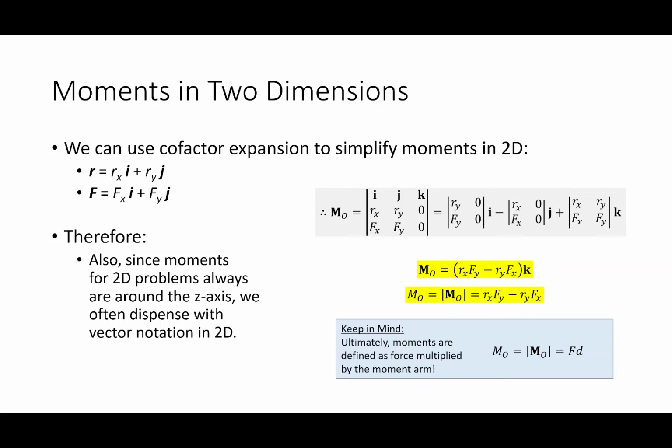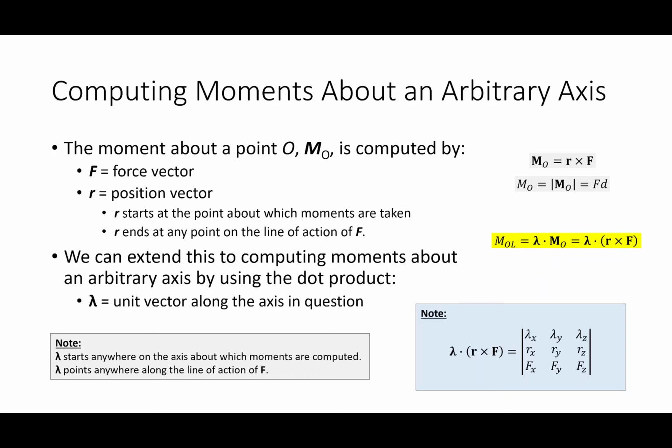If we're computing moments about an arbitrary axis, we'll just take r cross F and dot it with the lambda vector that defines that axis, because another application of a dot product is projection of a vector upon an axis. So if you have a vector and you dot it with a lambda vector for an axis, you figure out how much of that vector is projected onto that axis, which is why if you just dot lambda with r cross F, you'll get the moment about that axis. You can do this separately and then dot, or you can throw it all in one big determinant. Either one's fine, you get the same answer.